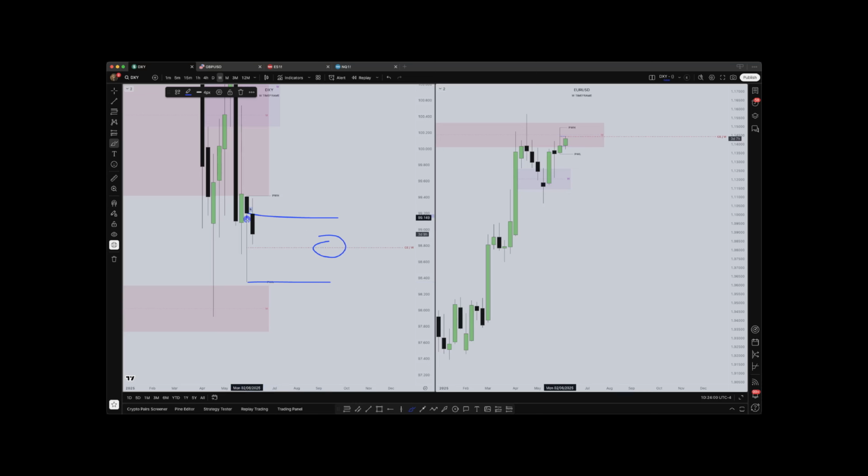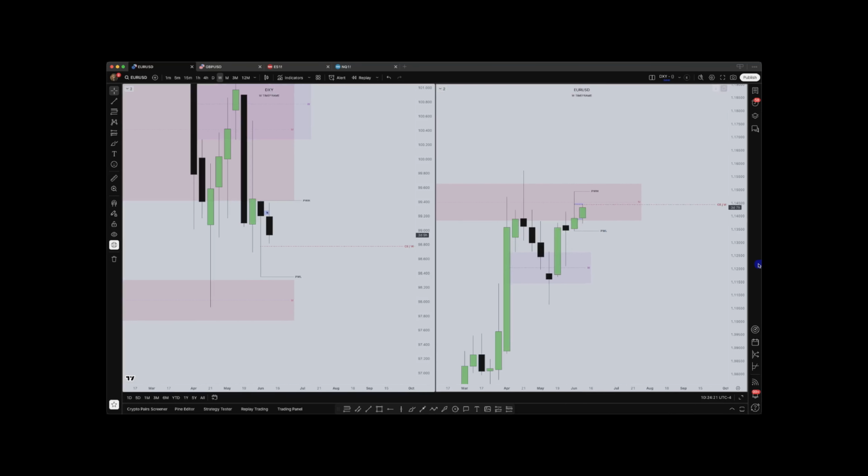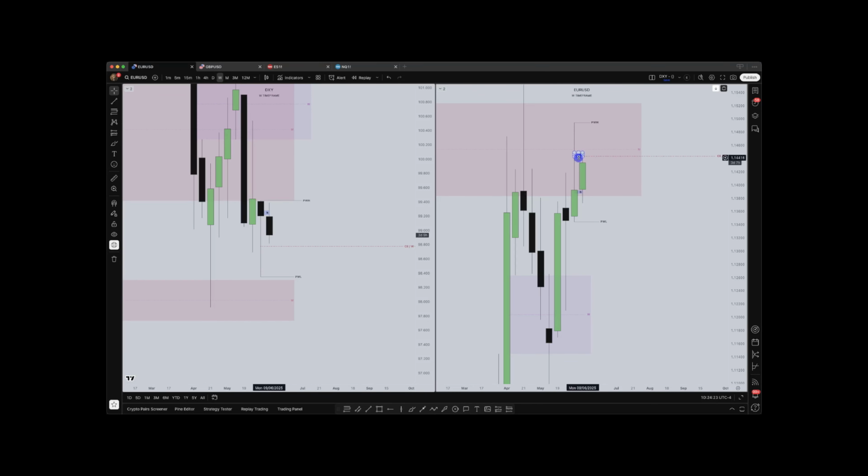This long wick acts like an imbalance, so that's why I'm very interested in this. Treat this long wick like an imbalance and mark the midpoint. The midpoint is very important on imbalances. Okay, as you can see here, EUR/USD price already touched the midpoint of this week, so I'm waiting for the dollar to do the same.